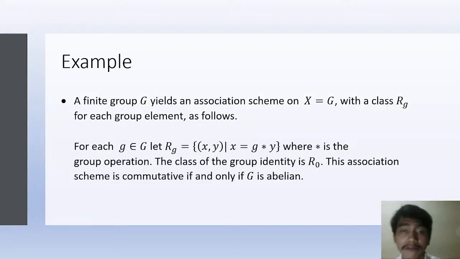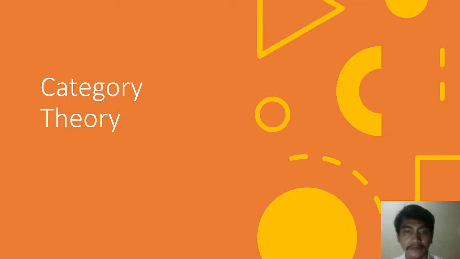And then a finite group G yields an association scheme on X equal to G with a class Rg for each group element, as follows. For each g in G, let Rg equal the set of (x, y) where x equals g star y, where star is the group operation. The class of the group identity is R0. This association scheme is commutative if and only if G is abelian, and so on and so forth.